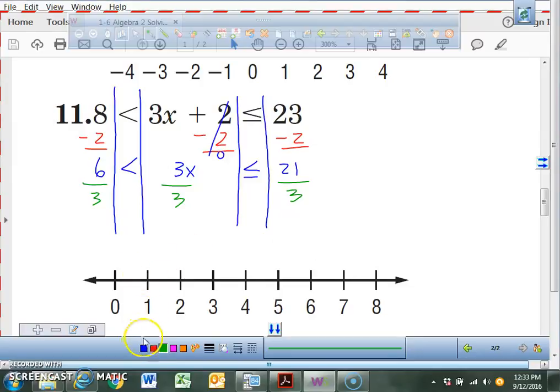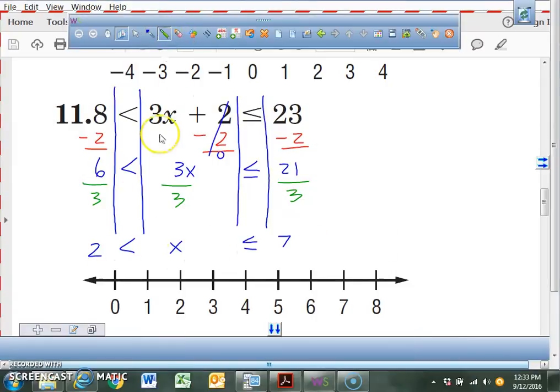All right? So, Cody, you ready? Maybe? Okay. 6 divided by 3. Bam. Sign does not change. 3 divided by 3 is just 1x, right? 21 divided by 3? 7 is correct. All right, good job.